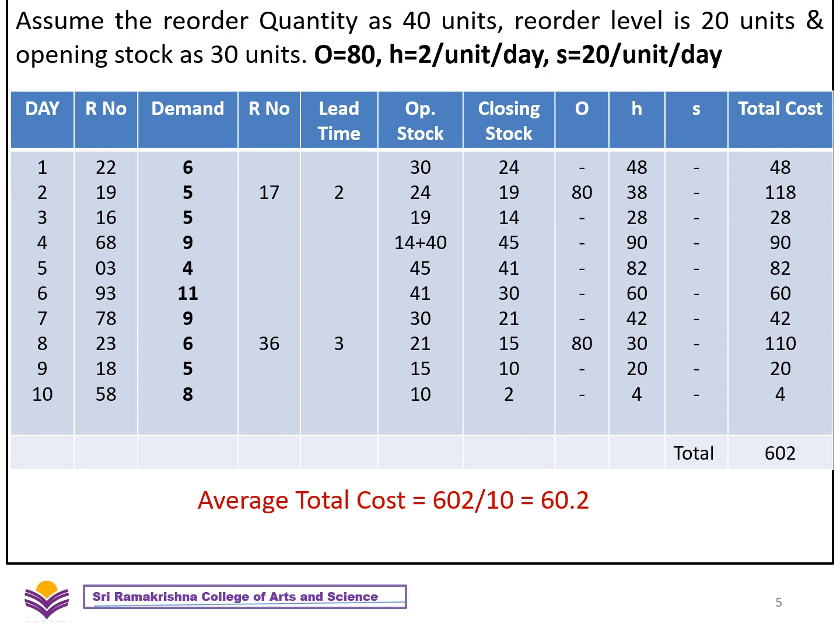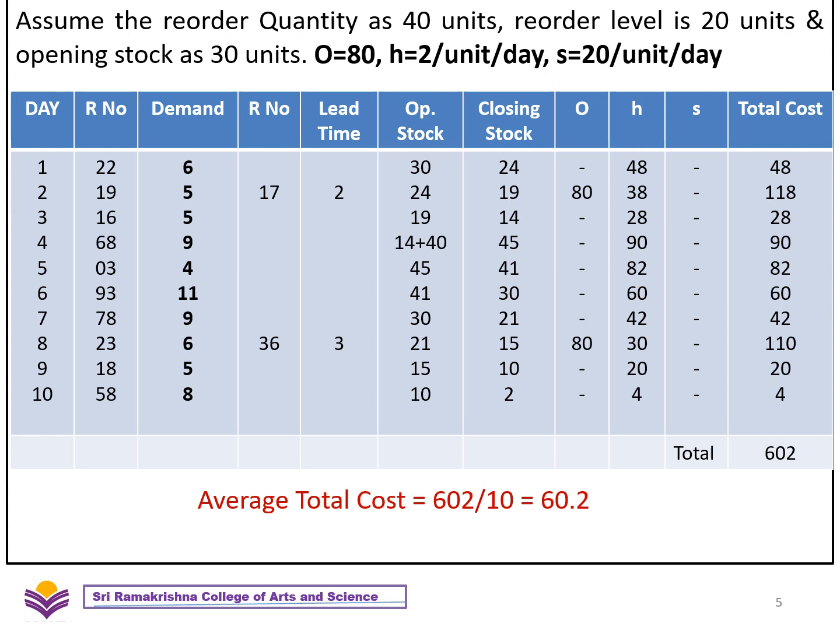Now we go to the second day. We start with the opening stock of 24 units. There is a demand of 5 on that day. So we take away that 5 and the closing stock becomes 19.